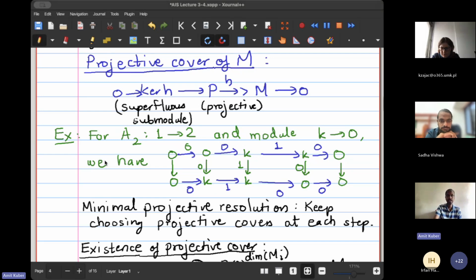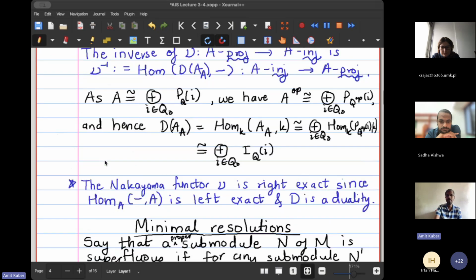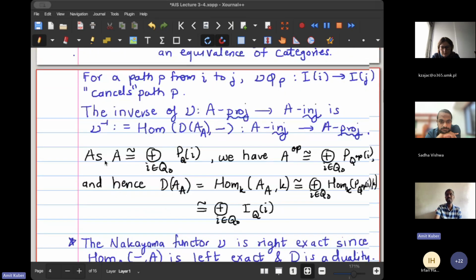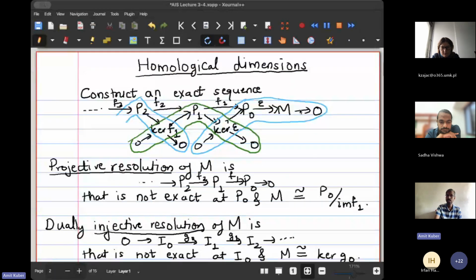Let me quickly remind you how we constructed projective resolutions. We started with M, then we took this surjection from P0. We choose this to be a projective cover. Then we obtained the kernel. Then for P1 to the kernel, we will also choose it to be a projective cover. And you keep doing this. Whatever you obtain in this fashion is a minimal projective resolution.